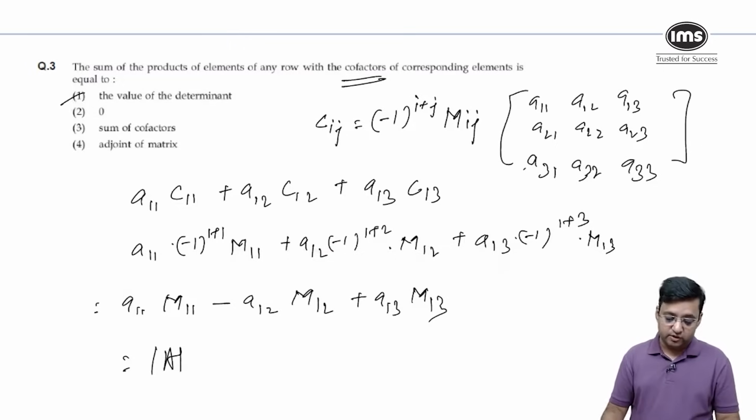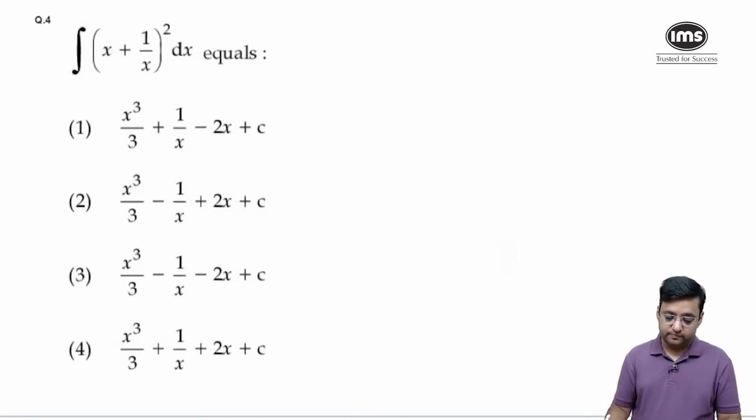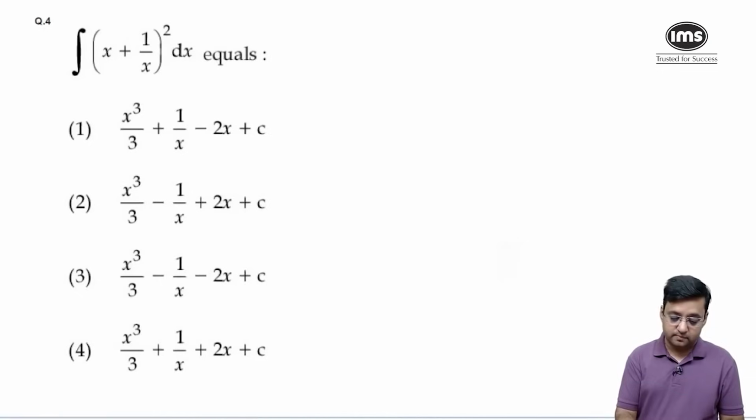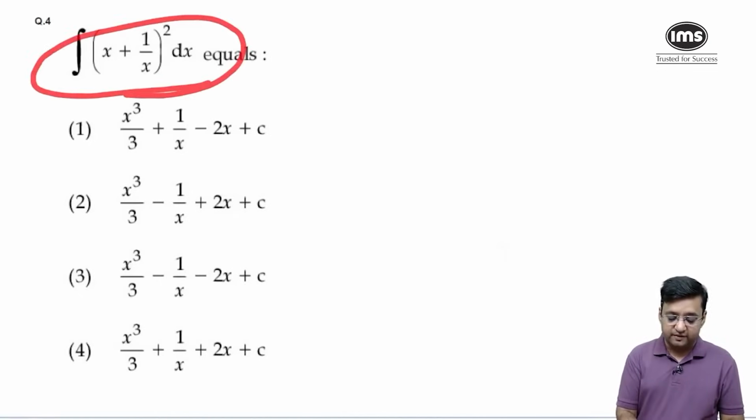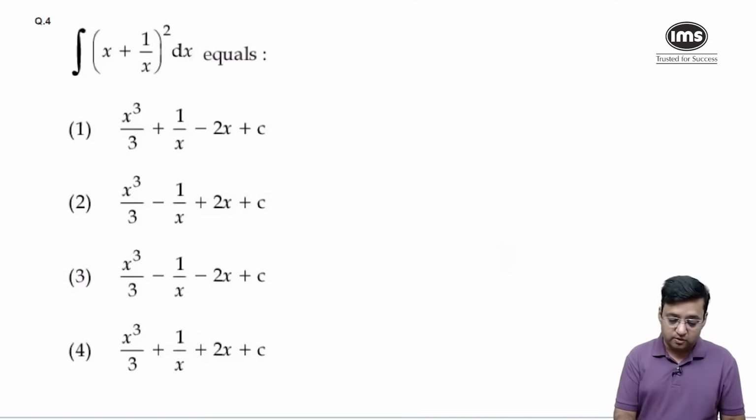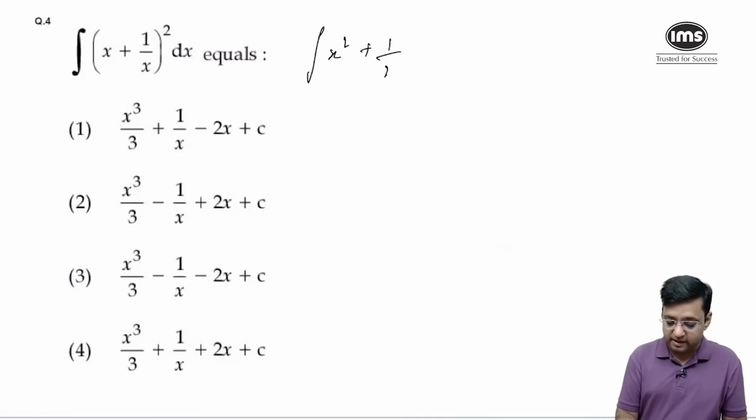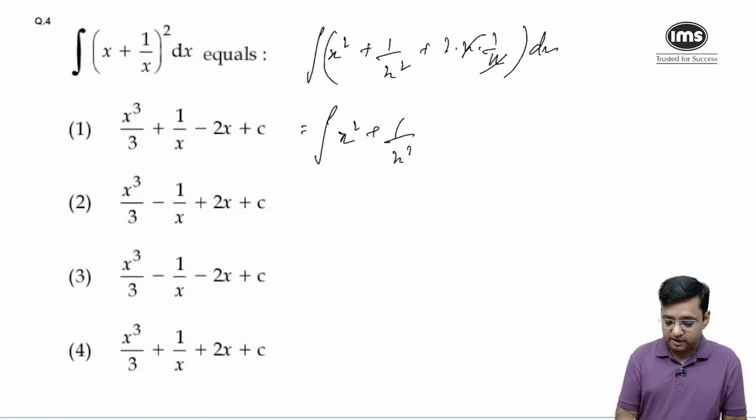Okay, moving to the fourth question. In this question, we cannot directly integrate the expression. So the very first thing we have to do is square it. Now this will become 1 by x squared plus 2 into x into 1 by x, dx. This will become x squared plus 1 by x squared plus 2, dx.